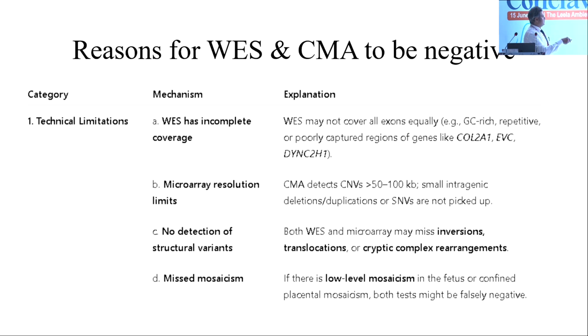So meaning thereby the WES might have an incomplete coverage. For GC rich areas and repetitive areas, they might even miss. So WES would not answer all the questions asked. Now as far as the array is concerned, small deletions and copy number variations would not even be picked up by CMA, right?